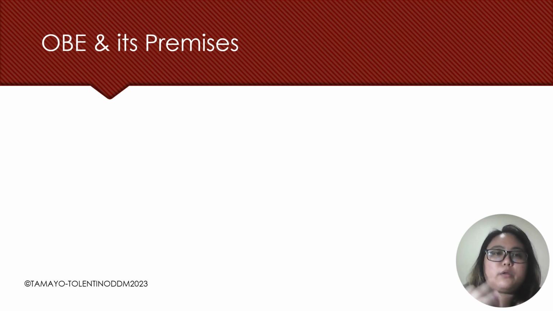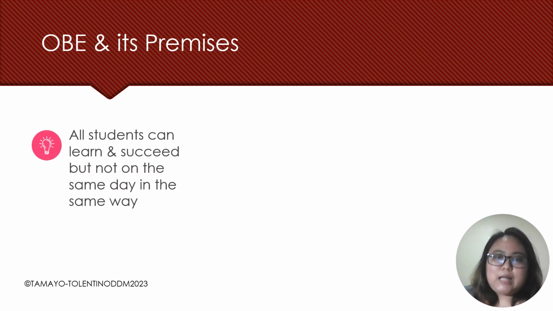OBE also has three premises that serve as a rationale on which the actual implementation of OBE ultimately rests. The first premise is that all students can learn and succeed, but not on the same day in the same way. So this first premise takes into account the differences between and among learners, their characteristics, their learning styles, learning rate, or how fast or slow they learn, and many others. OBE recognizes that these differences are not barriers to successful learning, but must be considered as factors that should be taken into consideration when designing instruction.